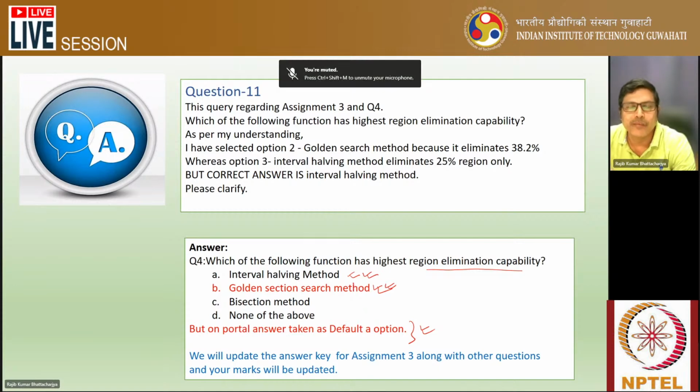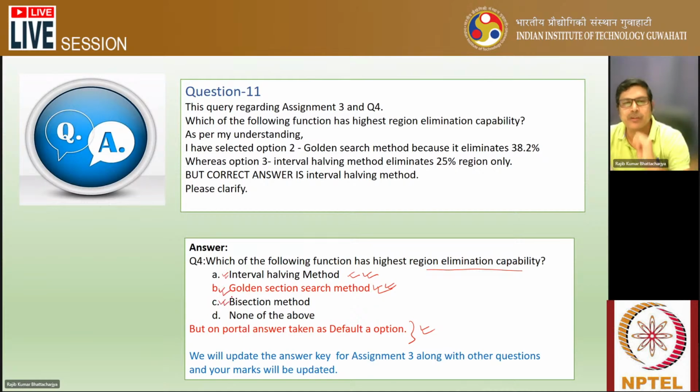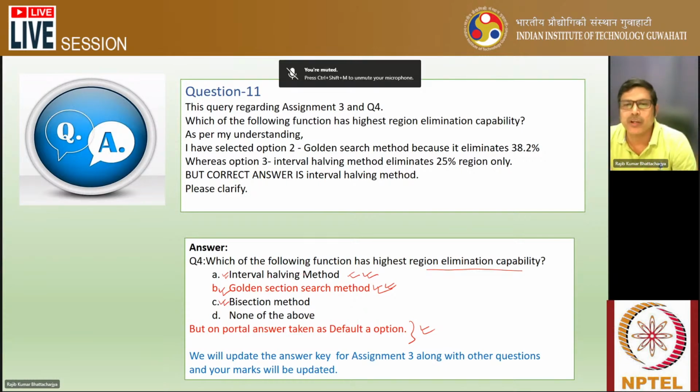You can eliminate more area out of interval halving, golden section search method, and bisection method. Golden section is the most efficient method, and you can eliminate the highest region if you apply the golden section search method, not the interval halving method or the bisection method. The area eliminated per function evaluation is more in the golden section search method. The key has been updated, so this solution is B. Golden section search method is the correct solution.